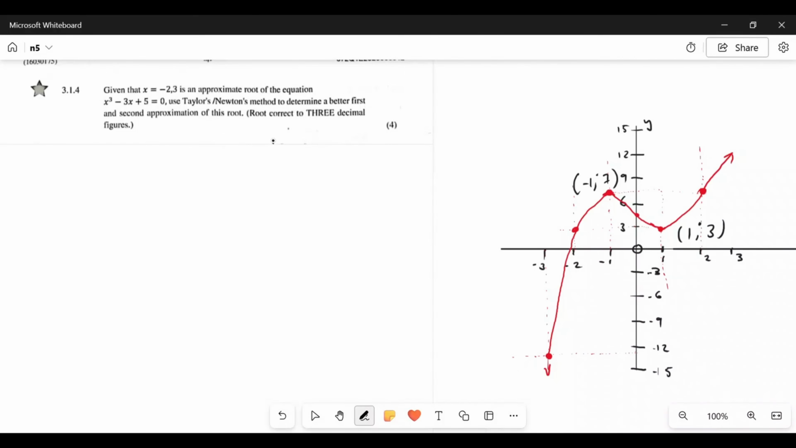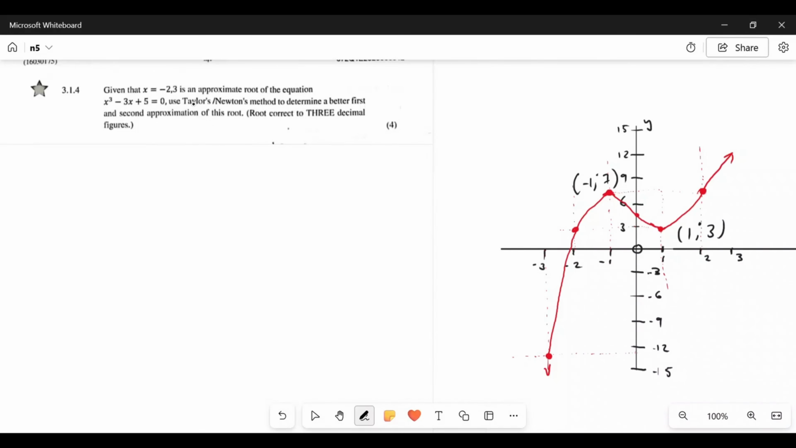Now we have a statement here. Let's read the statement and analyze this question. So the question goes like this. Given that x equals negative 2.3 is an approximate root of the equation x cubed minus 3x plus 5 equals 0, use Taylor's method or Newton's method to determine a better first and second approximation of this root (root correct to 3 decimal figures).